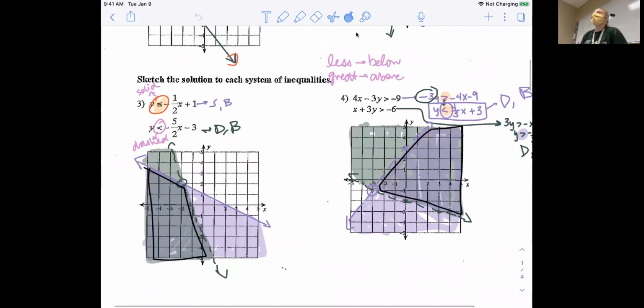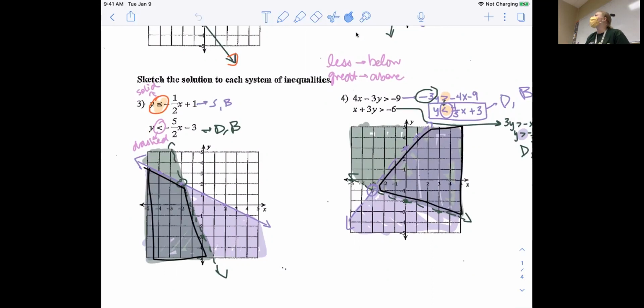Do you remember when we differ between a solid line and a dotted line? When do you do a dotted line? When it's not equal to. When it's not or equal to. It's just a greater than or just a less than. So that means it's dotted when it's no extra line.